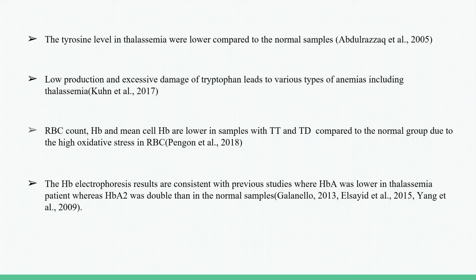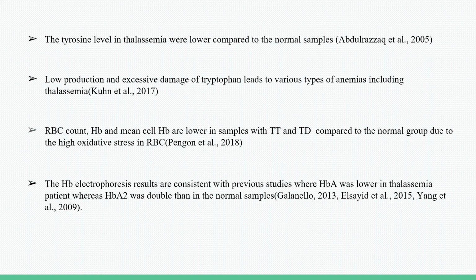Furthermore, hemoglobin electrophoresis is a useful tool in diagnosing thalassemia and sickle cell disease that analyzes the hemoglobin subtypes like HbA, HbA2, and HbS. This study had the average HbA value of 98.5% in normal samples, whereas 94.8% in TT and 78.6% in TD samples, whereas the mean hemoglobin A2 was 2.6 for normal samples, whereas 3.2 and 6.8 in TT and TD samples respectively.